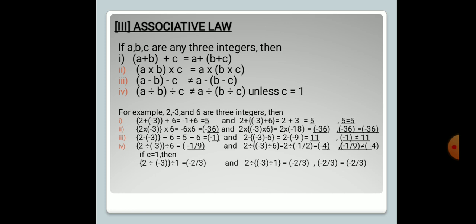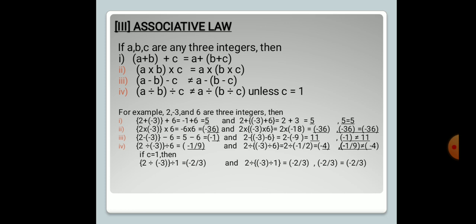So 2 plus 3 that is equal to 5. So look, (a + b) + c is 5 and a + (b + c) is also 5. Okay, they are equal in the case of addition.